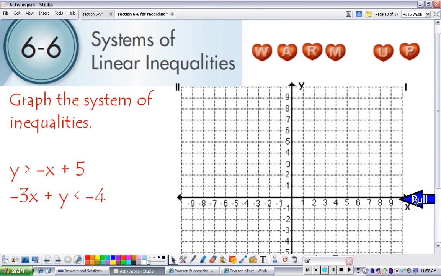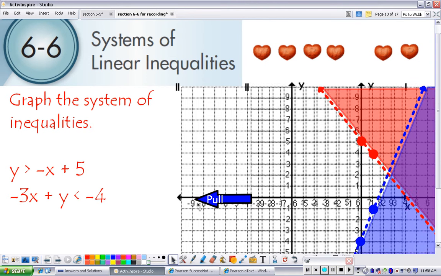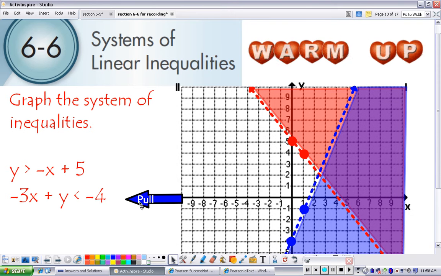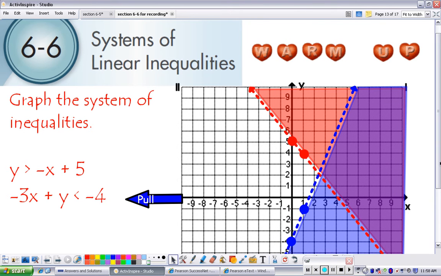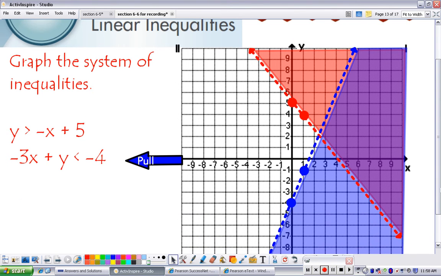Again, remember what we want to do here. We want to make sure that our y's are by themselves. So you'll notice in the first inequality that the y is by itself. So we put a dot on 5, we move down 1 and over 1, and connected our dots with a dotted line because it's not underlined, shading above the line for greater than.